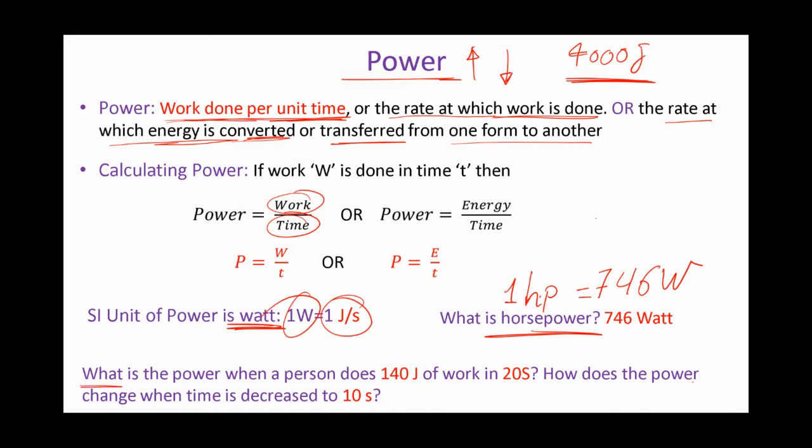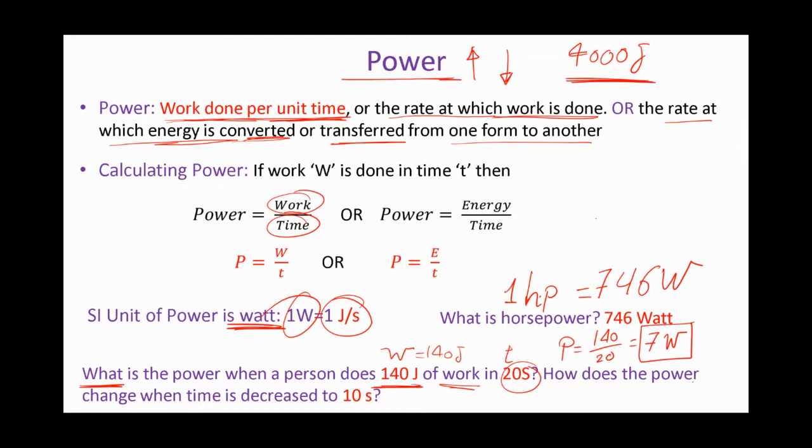Let's try to solve this one. What is the power when a person does 140 joule of work? So this is the work, 140 joule, and he does it in 20 seconds. So what is the power, guys? What is his power? 7. So his power equals the work divided by the time. That's 7 watts.